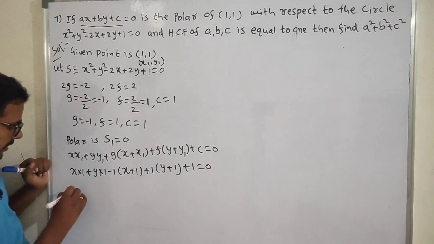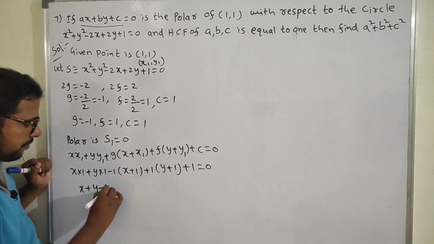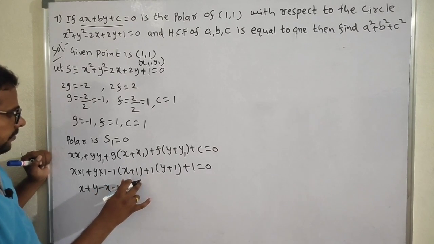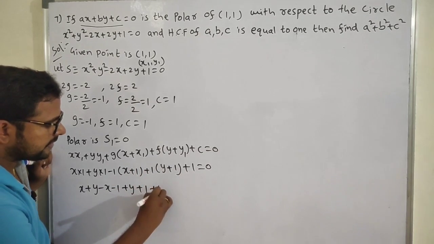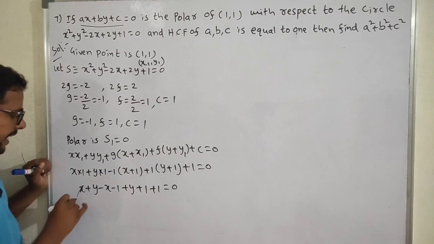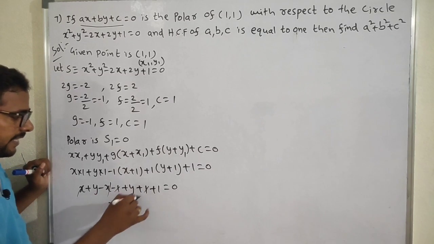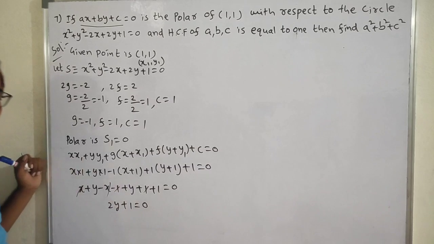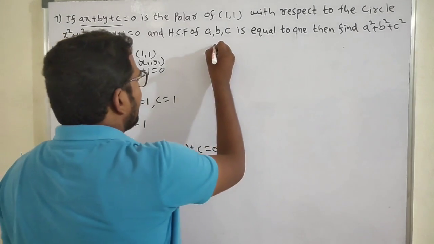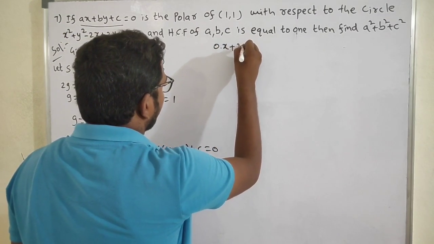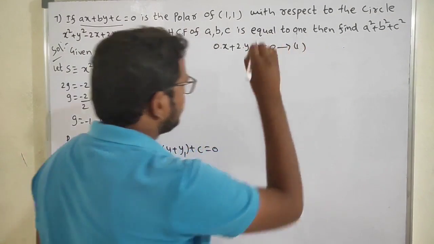So x into 1 is x, plus y into 1 is y, minus 1 into x is minus x, minus 1 into 1 is minus 1. Next, 1 into y is y, 1 into 1 is 1, plus 1 equals 0. Here plus x minus x gets cancelled. y plus y is 2y. Minus 1 plus 1 gets cancelled. Plus 1 equals 0. We don't have an x term, so we can write it as 0 into x plus 2 into y plus 1 equals 0. Take it as equation number 1.